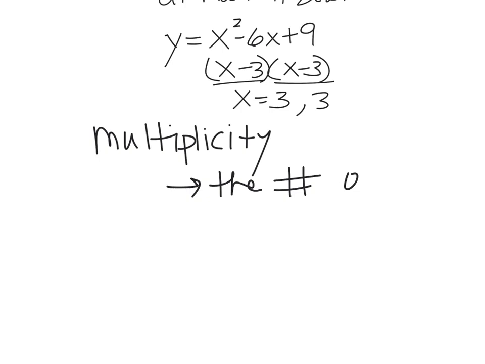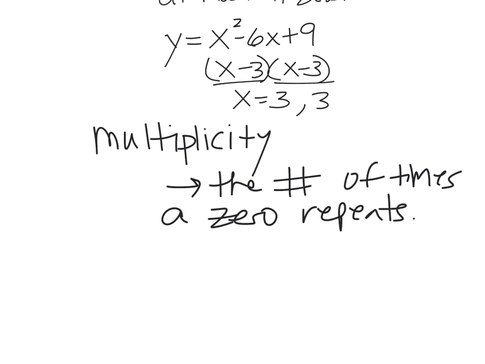The multiplicity is the number of times a zero repeats. Now, you can't say something has a multiplicity of 1. That doesn't make sense. So a multiplicity is 2 or more.